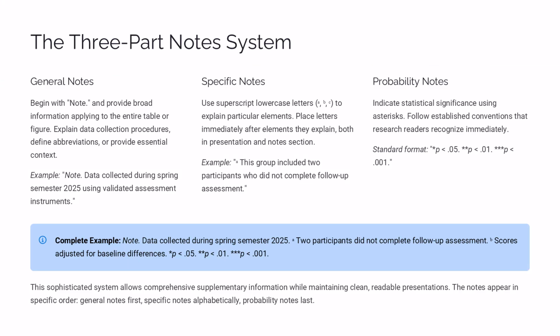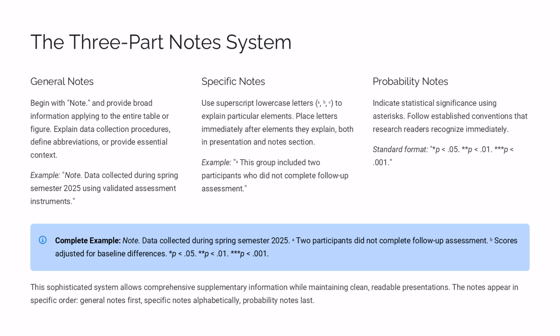The 3-part note system. The three-part note system represents one of APA Style's most sophisticated features, allowing you to provide comprehensive supplementary information while maintaining clean, readable presentations. Mastering this system enables you to create tables and figures that are both accessible to general readers and detailed enough for specialist audiences. General notes provide broad information that applies to the entire table or figure.